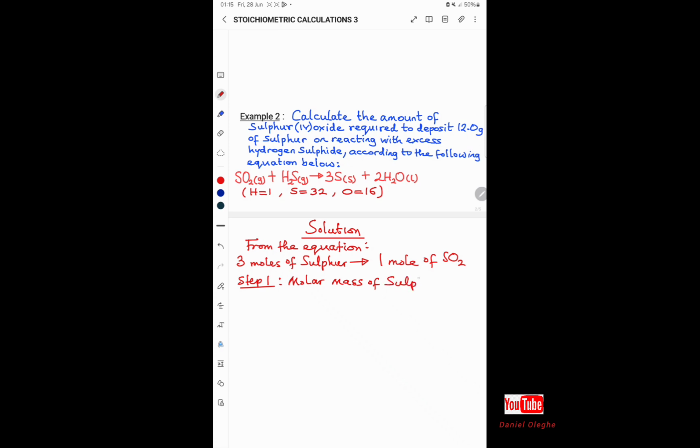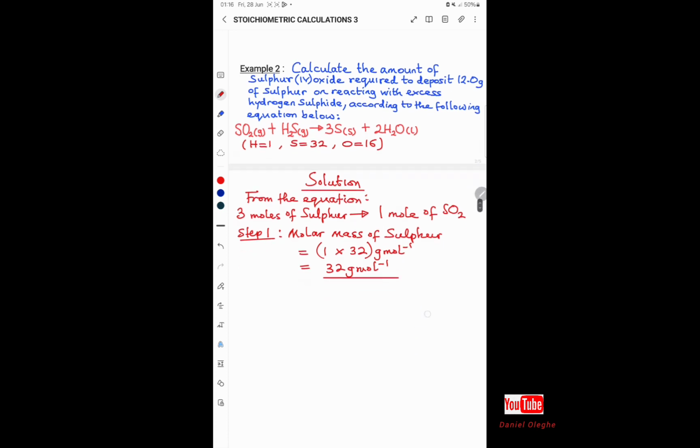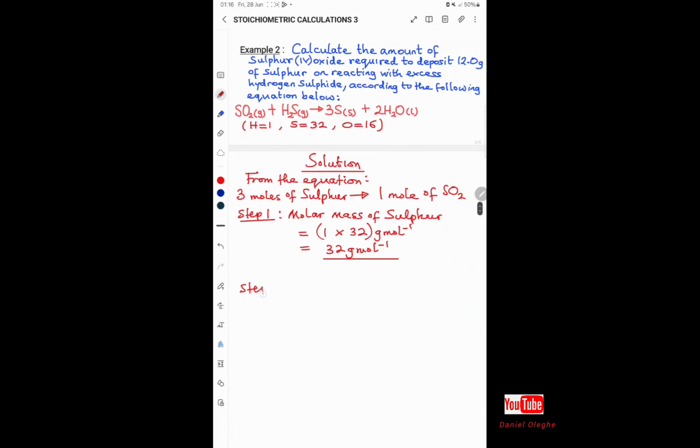The molar mass of sulfur, being an element, is going to be 1 multiplied by 32 gram per mole, and that is 32 gram per mole. That's the first step. The next thing that you do is to relate the two of them, mass to mole, with each other. Don't forget, in the equation you have 3 moles of sulfur produced by 1 mole of SO2.